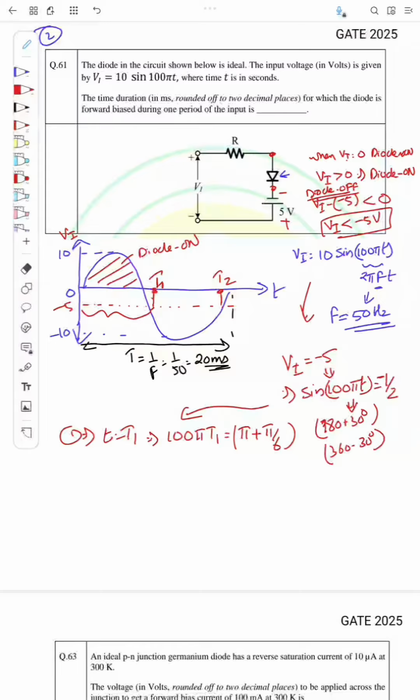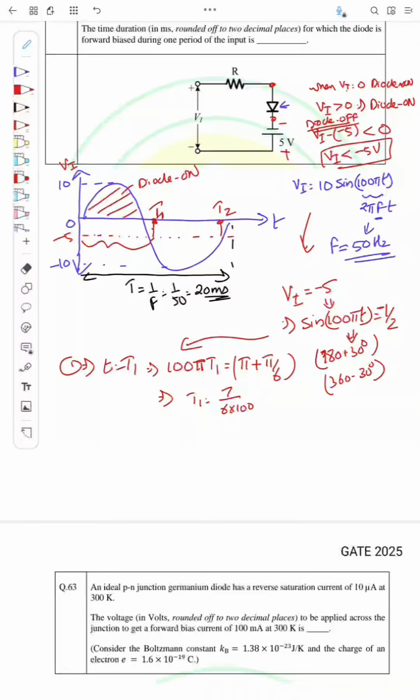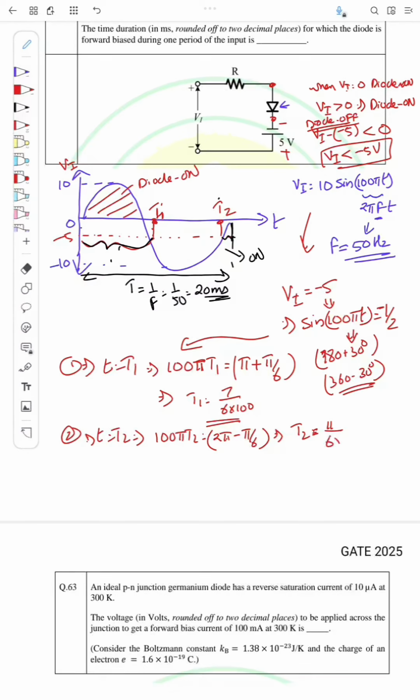So that is, in radians, pi plus pi by 6. Pi by 6 is 30 degree, right? So from here, if we calculate, t1 will be equal to 7 by 6 into 100. Okay, and so this will be t1. And case 2 is when t is equal to t2. This happens when 100 pi t2 is equal to 2 pi minus pi by 6. This is the other case. So t2 is equal to 11 by 6 into 100, right?